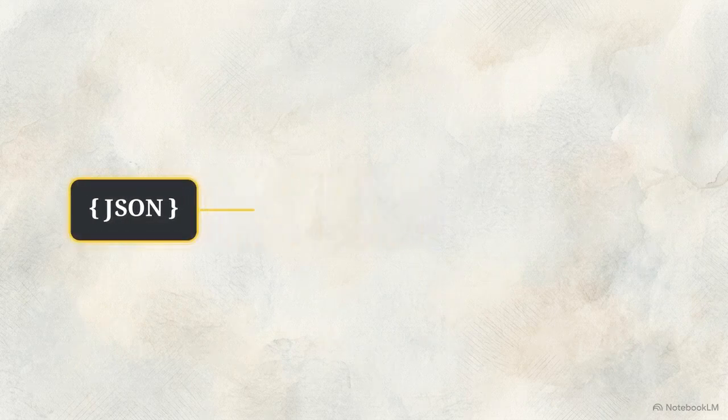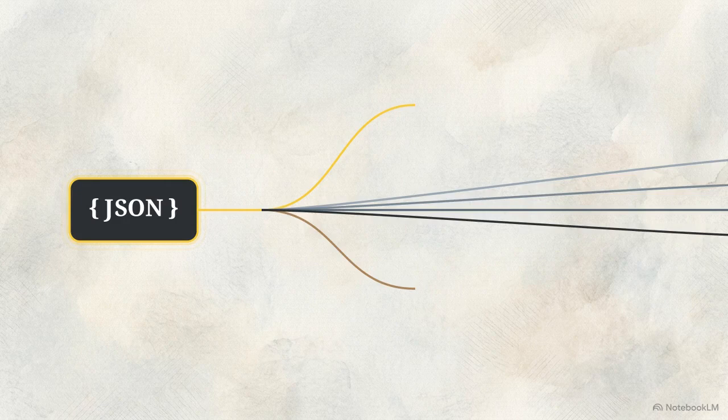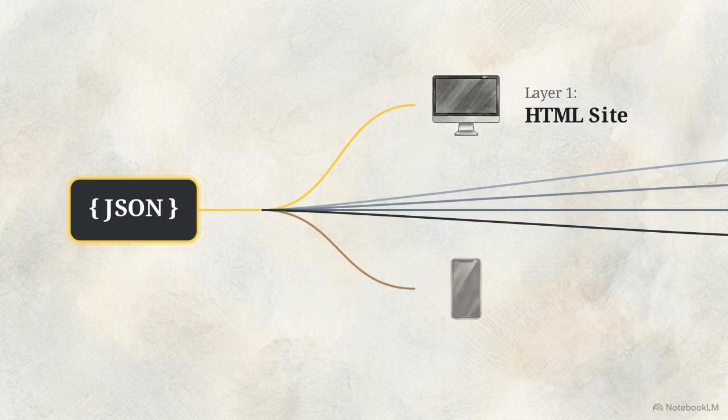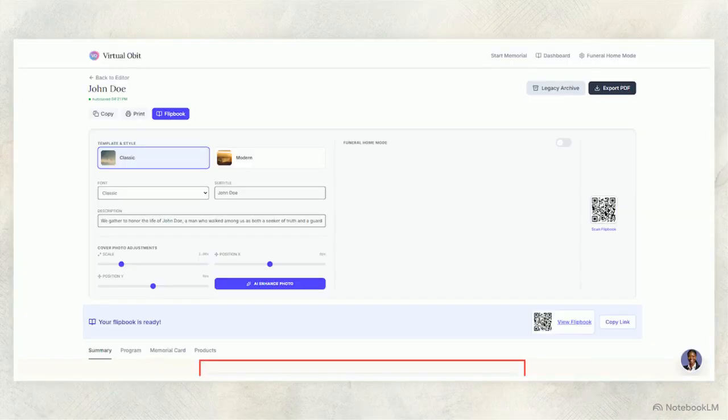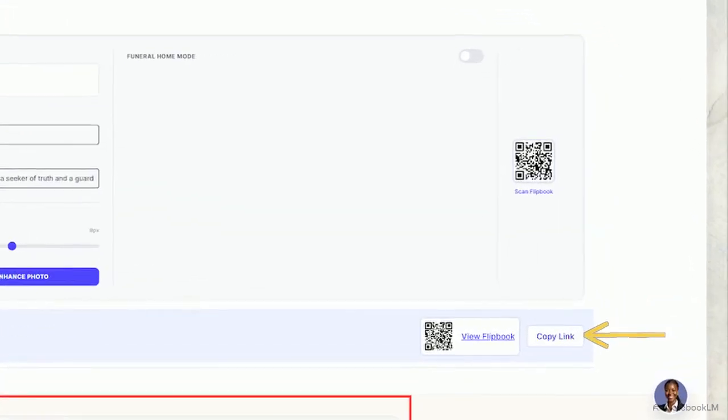With narrative and visuals locked, the engine enters the compilation phase, routing that identical JSON payload into 6 parallel output streams. Layer 1 is the core HTML memorial site hosted on VirtObits.com. Layer 2 is the interactive digital flipbook, designed for remote sharing. Users control and deploy these digital outputs through a centralized dashboard, utilizing quick copy links and scannable codes to distribute the flipbook instantly.